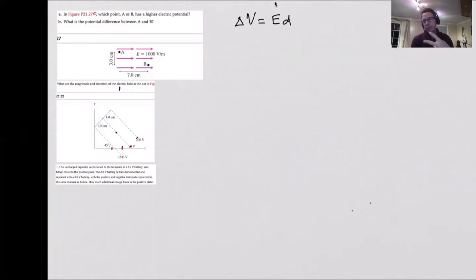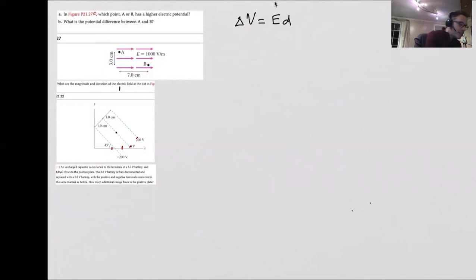So what are the other two rules that we have to exploit? Electric field is always perpendicular to the equipotential lines, and it always points in the direction of decreasing potential. If that's the case, then check it out. The first problem, they give us the electric field and the separation distances. We want to go back and find the potential.